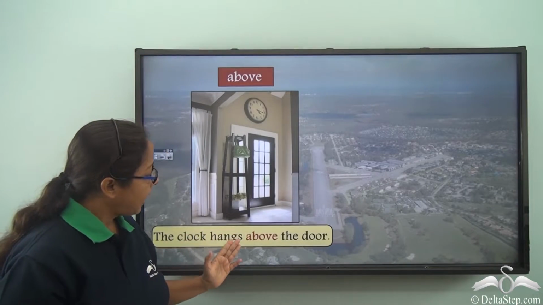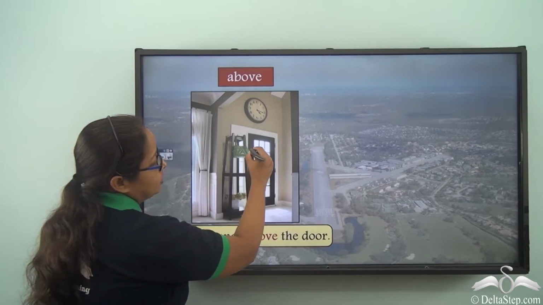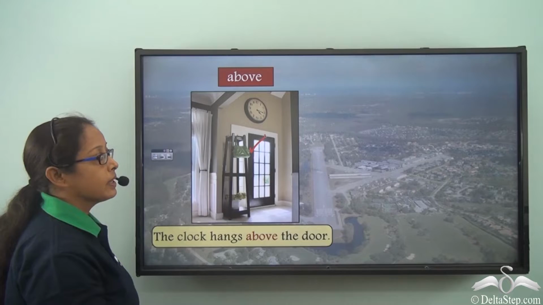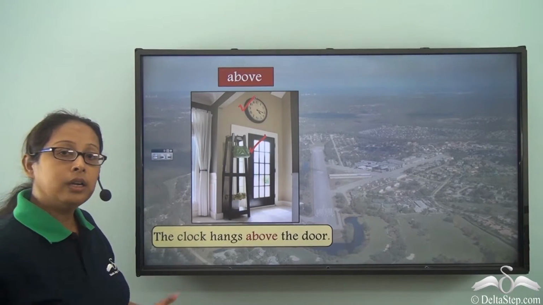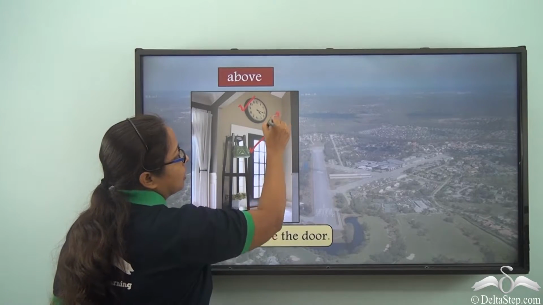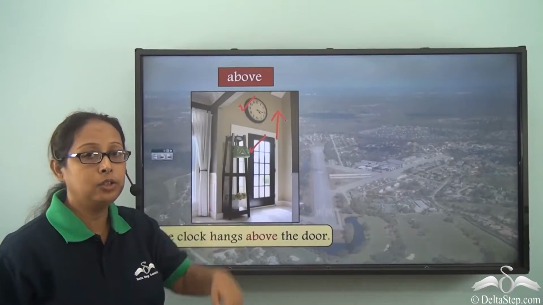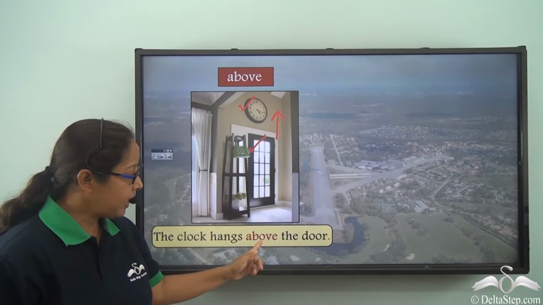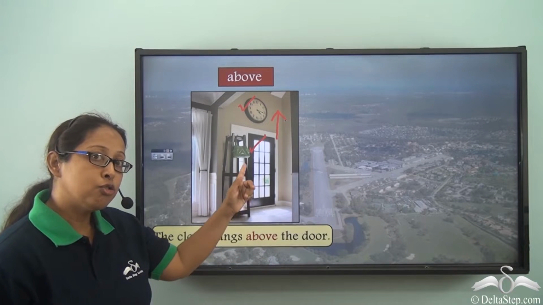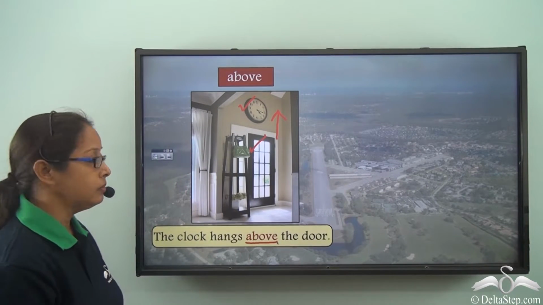The clock hangs above the door. This is the door and here is the clock. So where is the clock? It is just above the door, higher than the door. So the door is here and this is the clock. We have used above to show this very clearly in the picture.